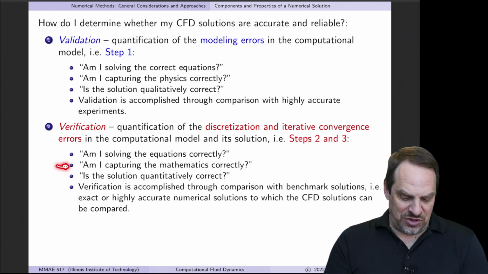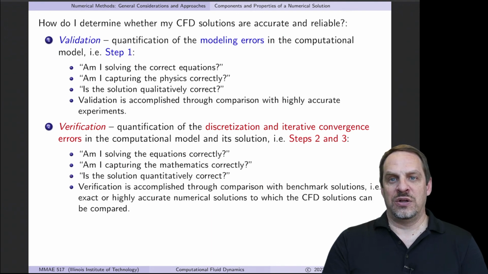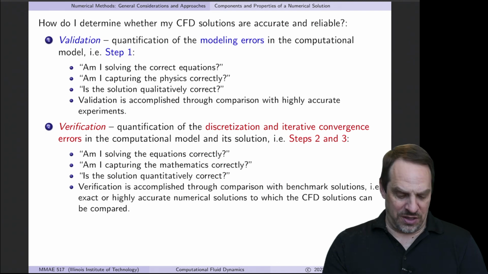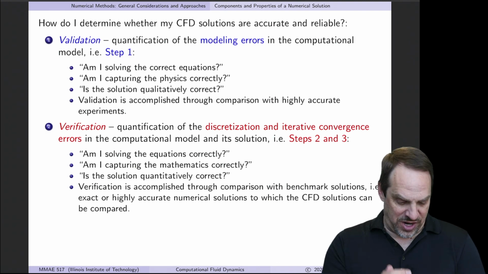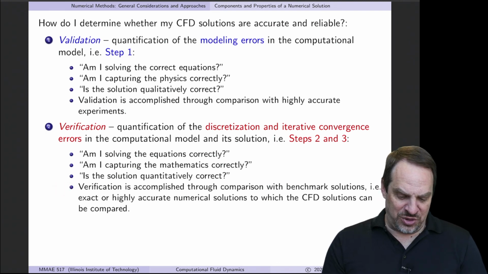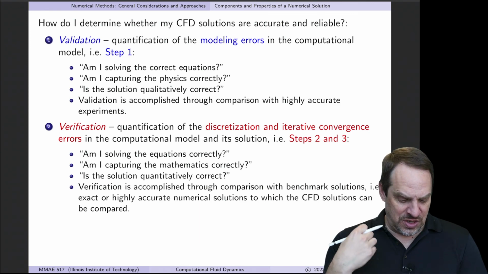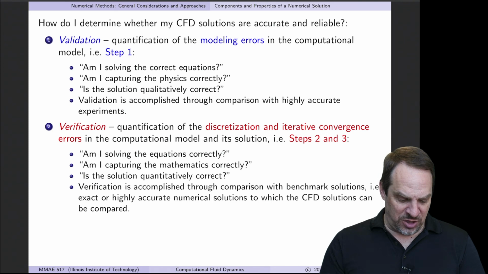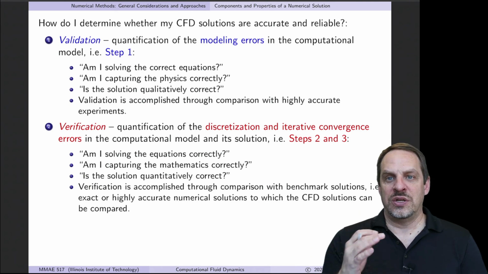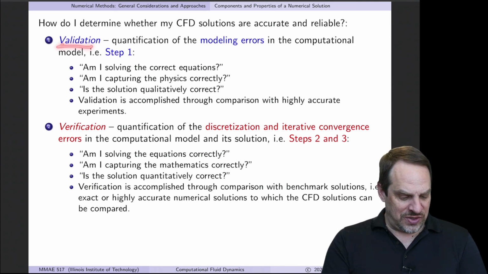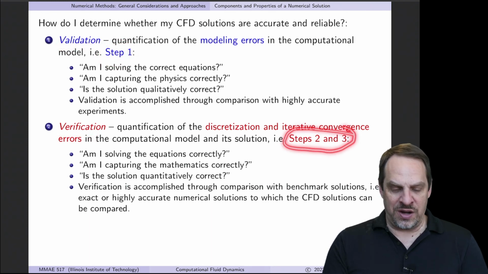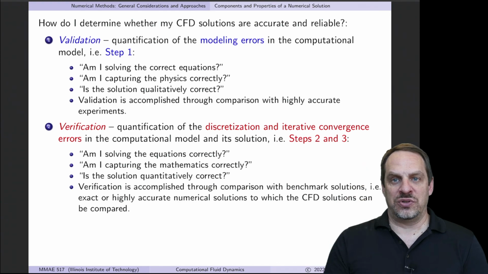Am I capturing the mathematics correctly? Is the solution quantitatively correct? Not just the correct qualitative behavior, but the correct quantitative behavior. Are the numbers correct? Verification is accomplished through comparison with benchmark solutions. So those could be exact or highly accurate numerical solutions that might be available from other sources. So again, you can see that the two V's together address all of the potential sources of error in the 3-step numerical solution procedure.